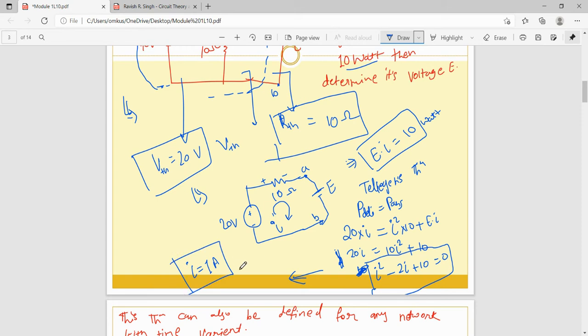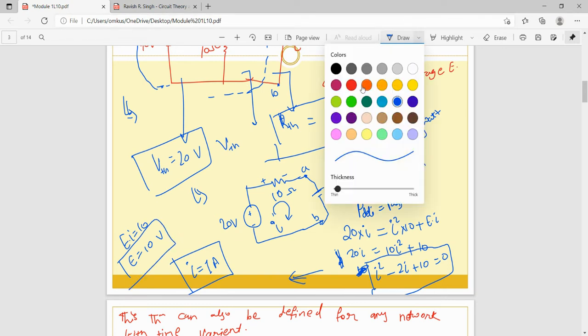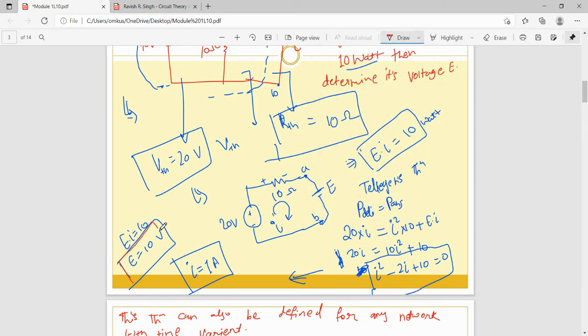We found two roots, two values of I, but the valid one is 1 ampere. Now see, by putting this 1 ampere in this circuit, what is the value of this E volt? Use this equation: E into I is equal to 10 watt, right? So put the value of I, you will get 10 volt. So the value of E here is 10 volt. I hope this is clear to you. So this is your 10 volt.